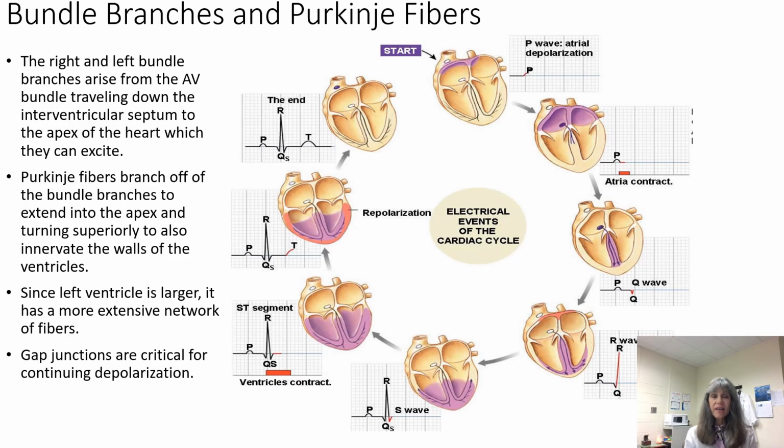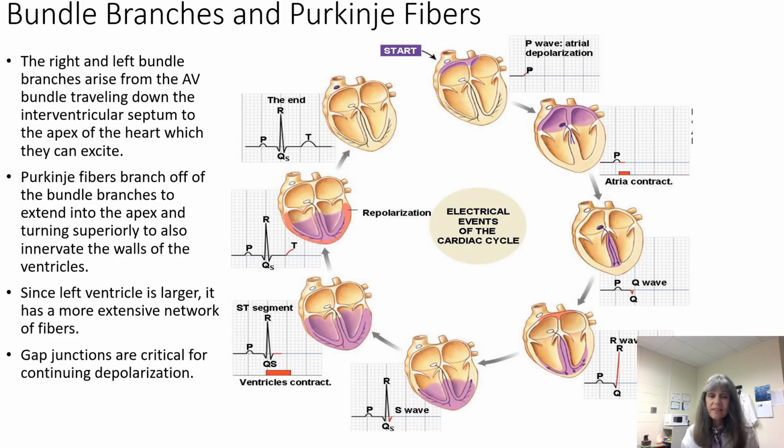As the right and left bundle branches arise from the atrioventricular bundle, traveling down the interventricular septum, they're going to go towards the apex of the heart, which they can then excite. And coming off of the bundle branches, we have special fibers known as Purkinje fibers, which are going to branch off, extending not only into the apex, but also turning upwards superiorly into the walls of the ventricles.